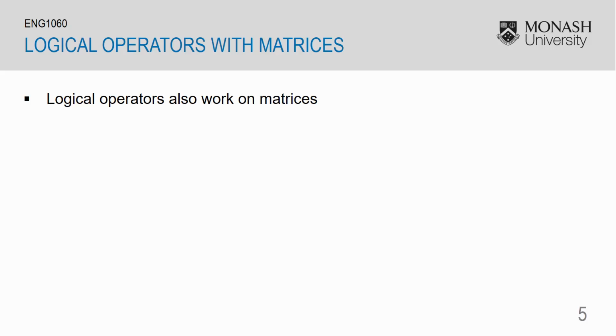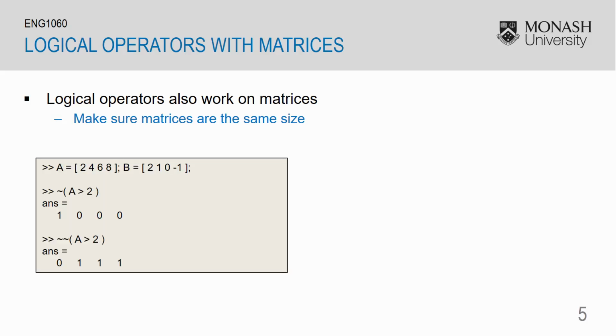Logical operators also work on matrices, though you do need to ensure that when you're working between matrices, they must be of the same size. As an example, we have A is equal to 2, 4, 6, 8, and B is equal to 2, 1, 0, negative 1.